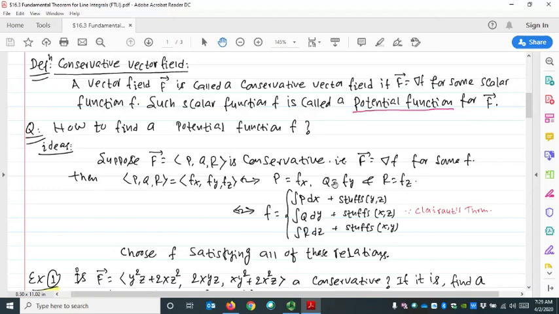Then how do we extract our little f from these relations? Take the integral of P with respect to dx, the integral of Q with respect to dy, and the integral of R with respect to dz. In the x integral, the y and z terms are constant. In the y integral, the x and z terms are constant, and in the z integral, the x and y terms are constant. And pick the little f satisfying all of these. Great.